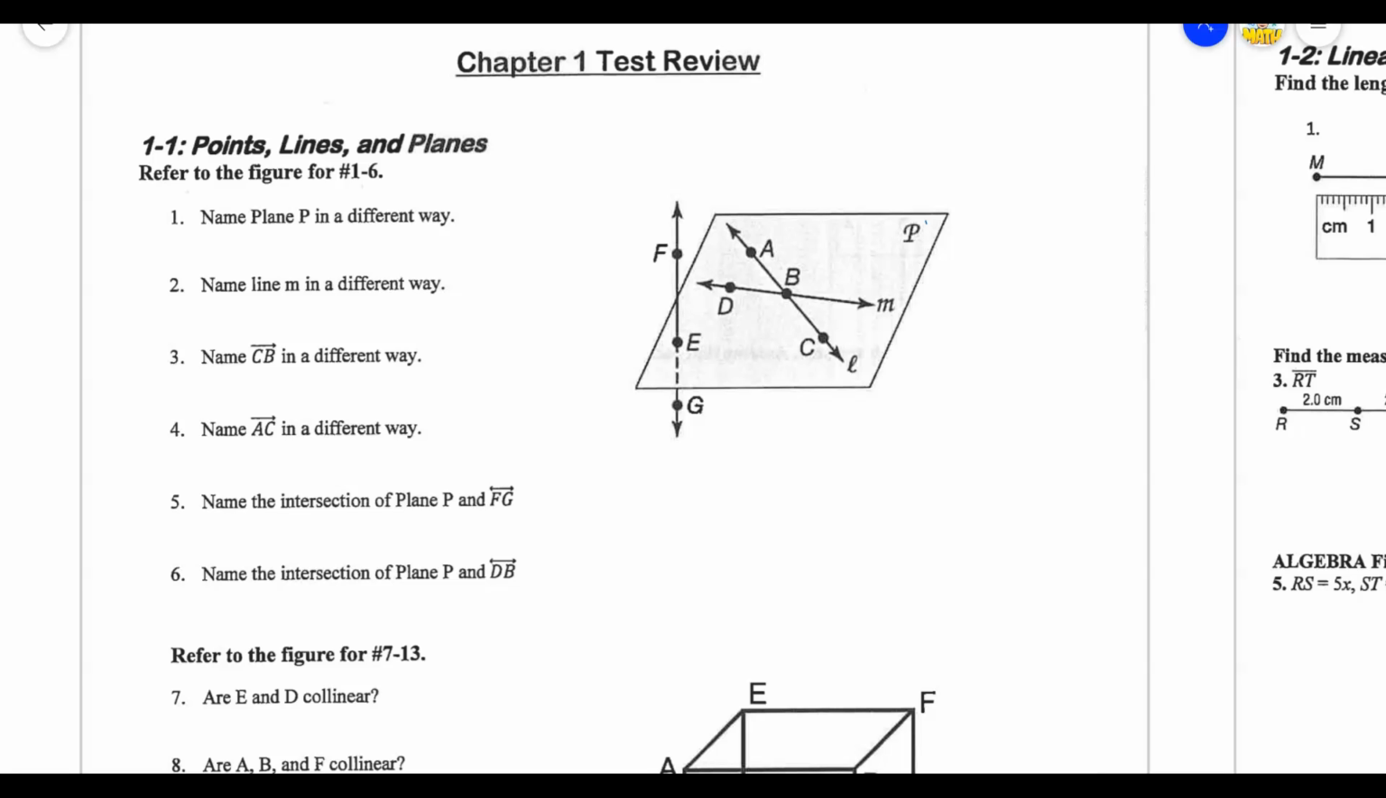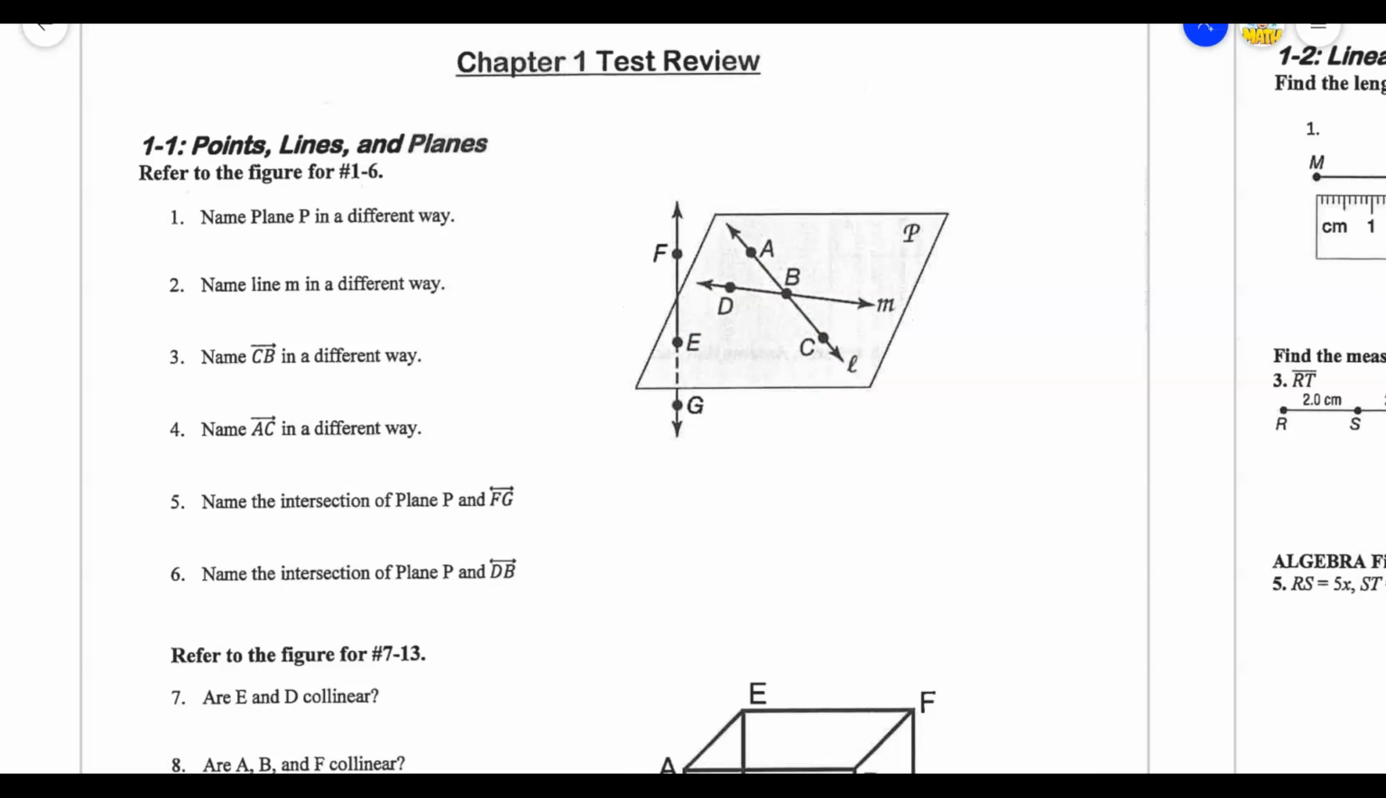The other way that we can name a plane is with 3 non-collinear points in that plane. If I were going to say it's plane ABC, I can't do that because A, B, and C all live on the same line, and I wouldn't be explaining where this plane is. It's this whole area here. So I need to take 3 points that are not on the same line.